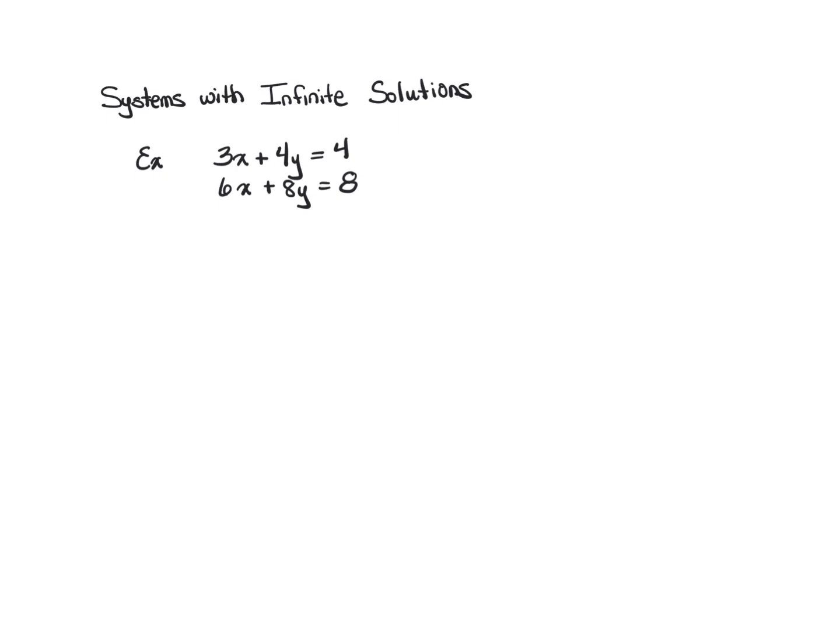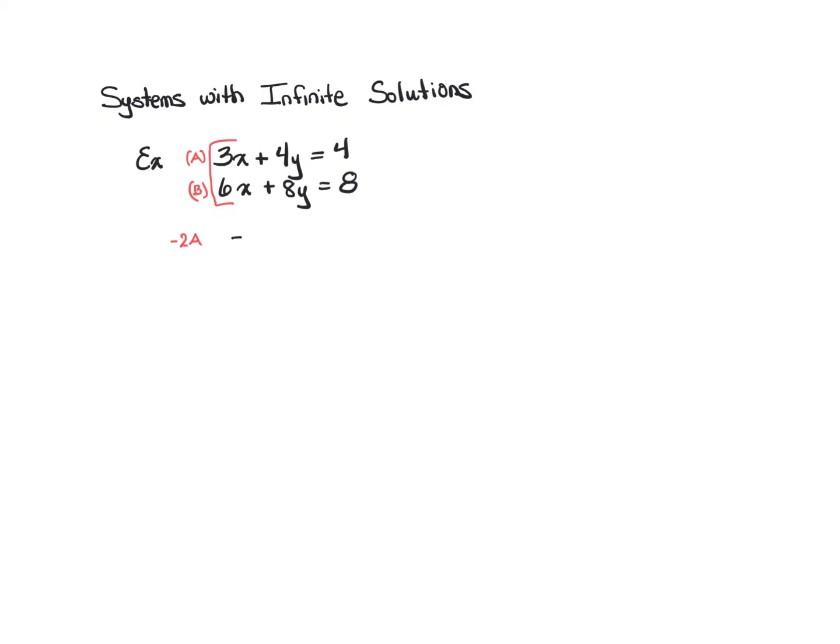Let's take a look at a system that's going to have infinite solutions. We're going to solve this system using substitution. So I'm going to call this first equation A and this second equation B. And I notice that I can make the x's disappear if I multiply A by -2.